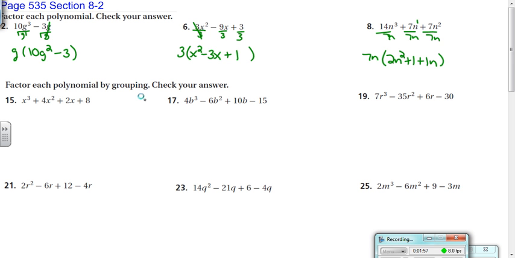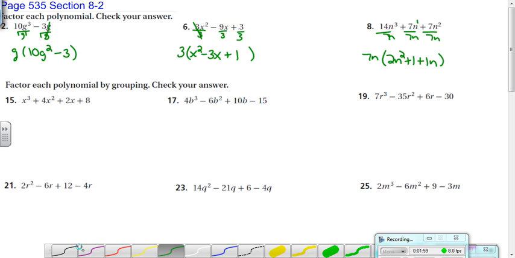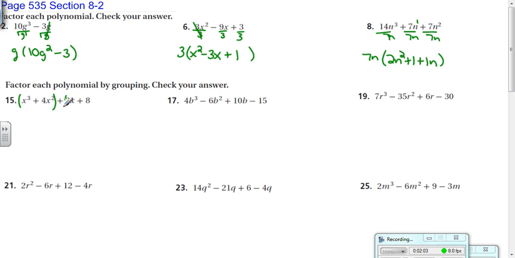You factor by grouping when you have 4 terms. So I would group my first 2 terms, group my last 2 terms. My greatest common factor between x cubed and 4x squared, they have in common an x. The lowest exponent is x squared. So I'm going to divide both of those by x squared.